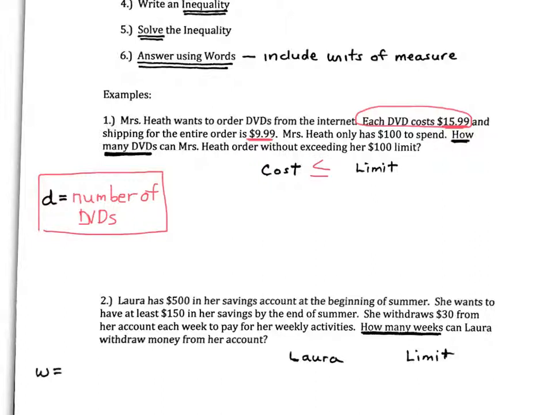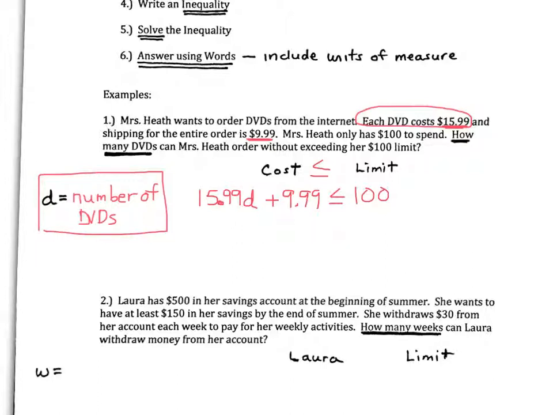What's my cost? Well, I'm going to spend $15.99, not just once. I'm going to spend $15.99 over and over, depending on how many DVDs I buy. So I'm going to have to take this $15.99 and multiply it by D, the number of DVDs. Then I have to pay for the shipping, which is $9.99. Now, it's not $9.99 for every DVD. It's just $9.99 altogether. And I want this to stay less than or equal to my $100 limit. So there's my inequality.